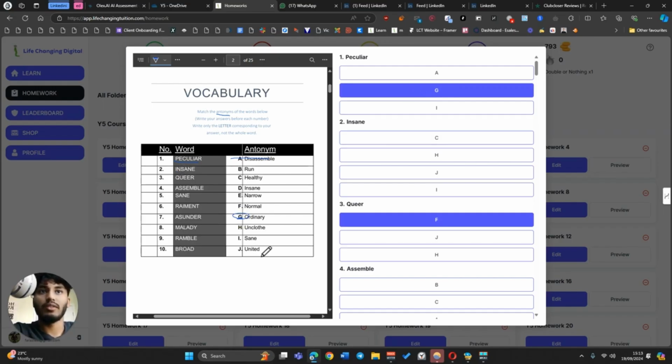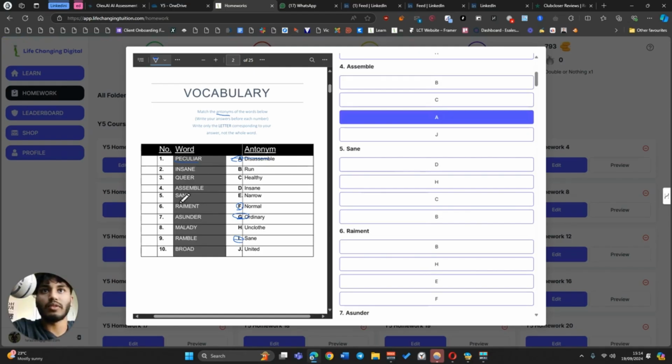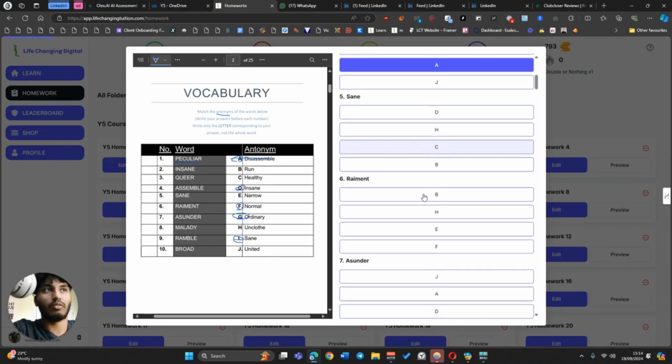We've got insane, the opposite of that would be sane, because in is just a prefix that makes it the opposite of sane. Now queer, so queer is again something strange, and I think normal would probably be the only other option that we've got here. Question 4, assemble, so disassemble should be the one there, which is option A there. Question 5, sane, so the antonym would be insane. We've just gone through that.